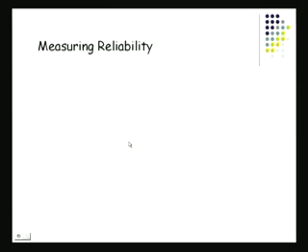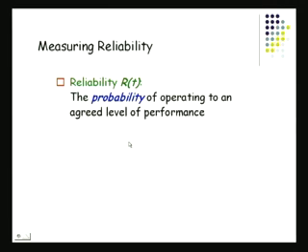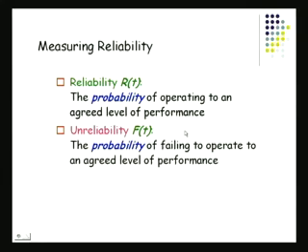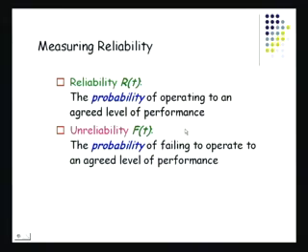We'll take a look at, as we go into this, measuring reliability. How do you do it? One great way is to look at the probability of operating to an agreed level of performance over the period of time. This is like R(t). R(t) is the reliability, that's a probability. And unreliability, of course, is the probability of failing to operate over that period of time that you'd like it to be functioning.